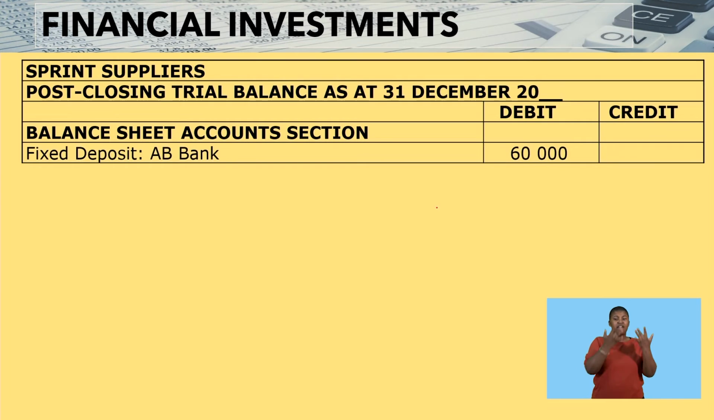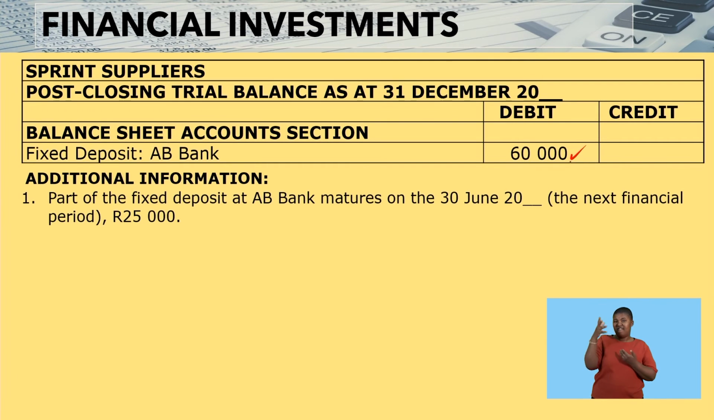When we look at financial investments, we'll be talking about our fixed deposits. So we have a fixed deposit from AB Bank, and it is 60,000. On additional information, we are told part of the fixed deposit at AB Bank matures on 30 June, that is in the next financial year. Remember, our financial year is ending on the 31st of December. So when we're on 31 December, in the next few months, on the 30th of June, in the next financial year, that is when part of the fixed deposit will mature.